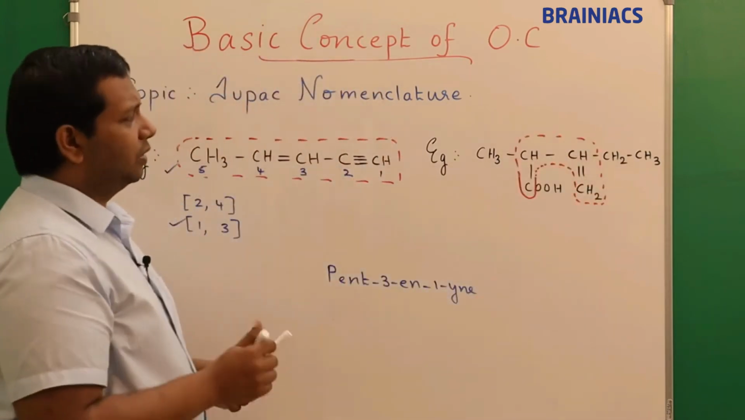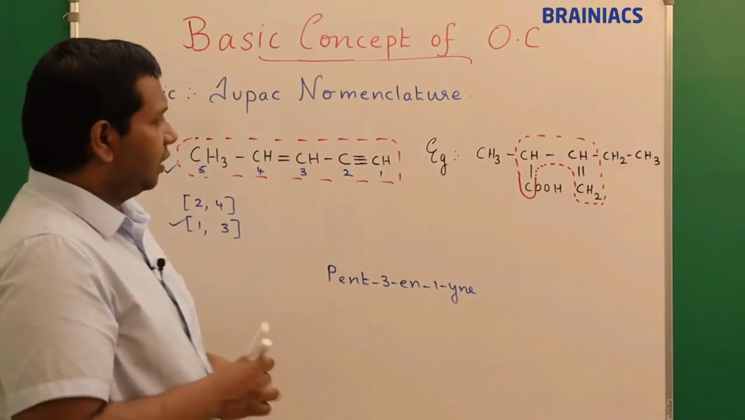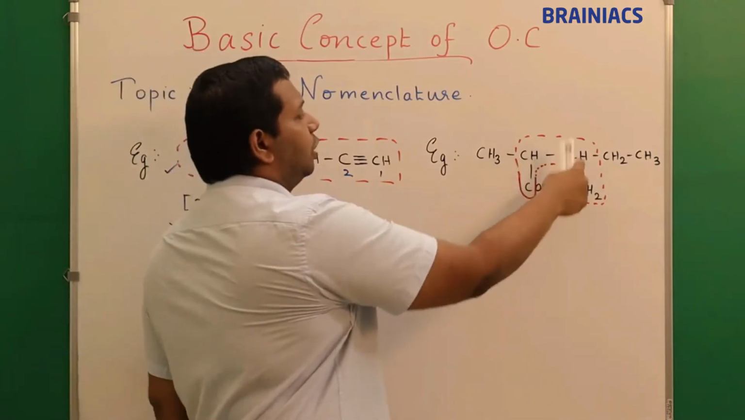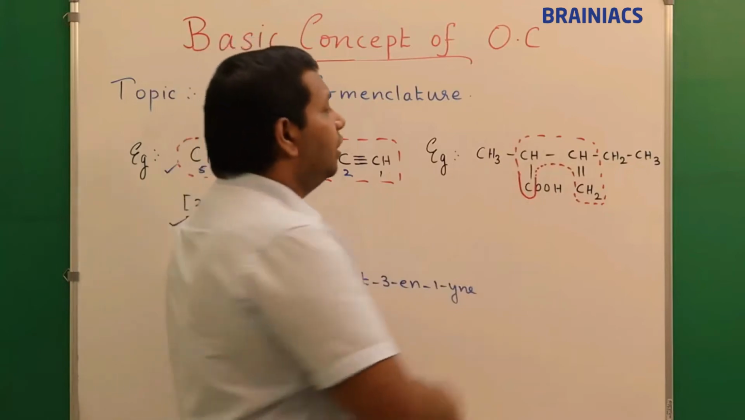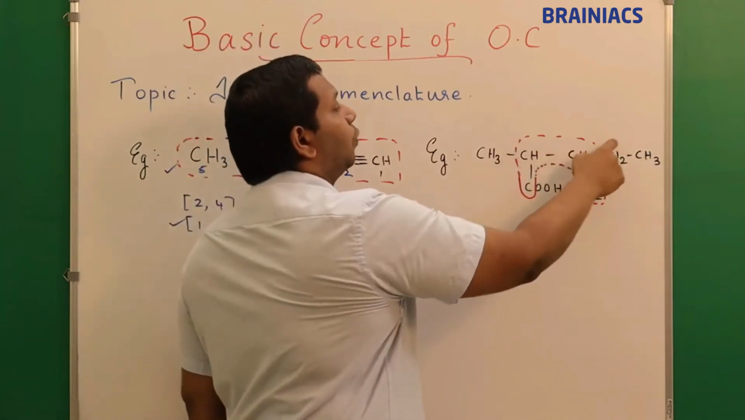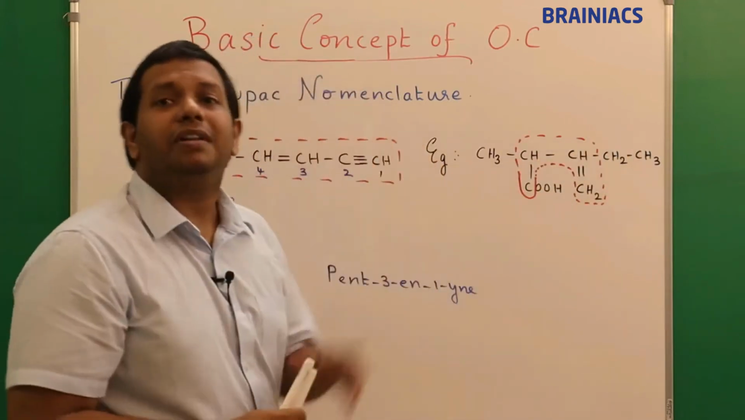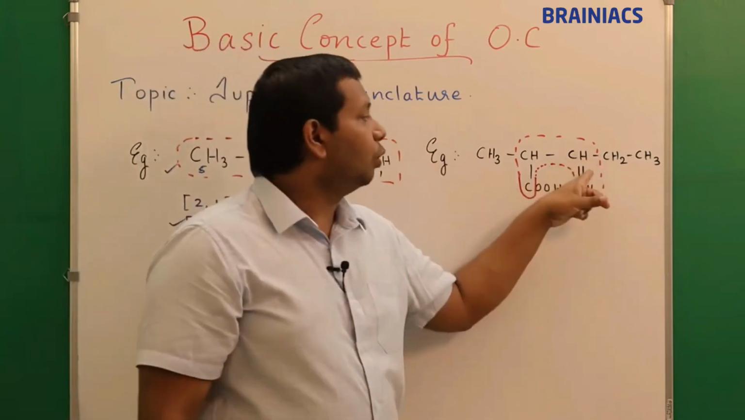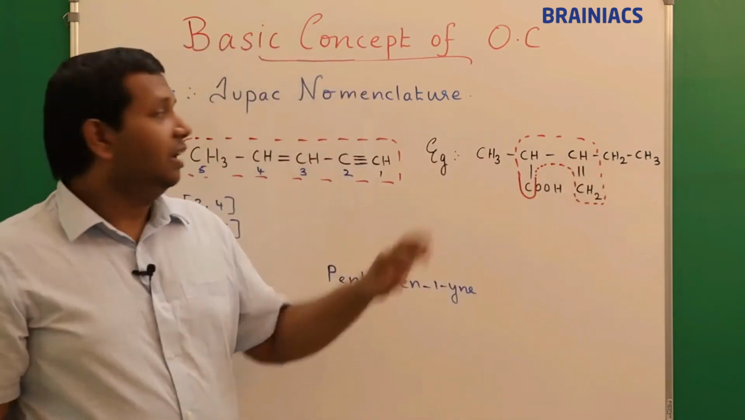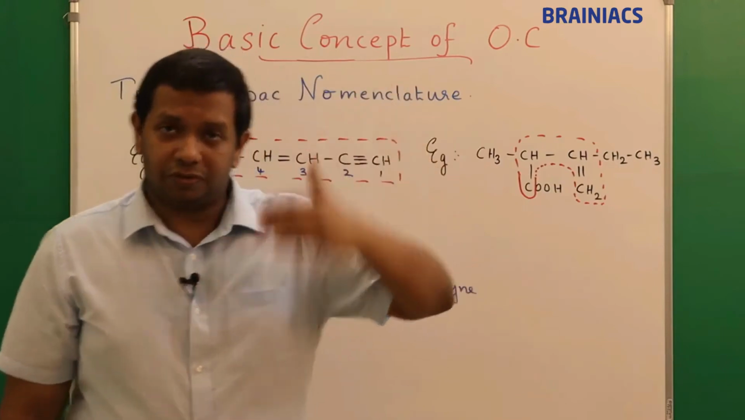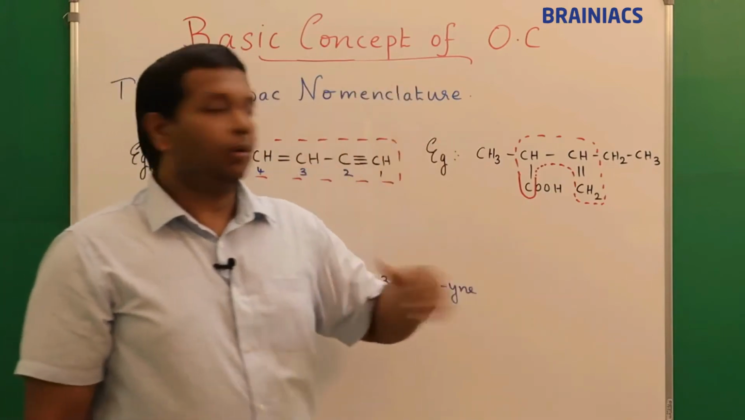So here many students will come up with a doubt. They will say, sir, if I choose like this, only 1 2 3 4 is there, but why can't it be like this, 1 2 3 4 5, then 5 will come, right? But that is wrong. Why? Because in that case we are not including the double bond. The rule says that the priority order is to try to include first the functional group, then the next priority goes to whom?